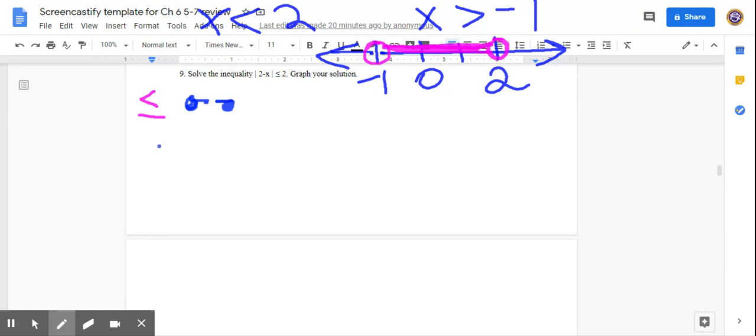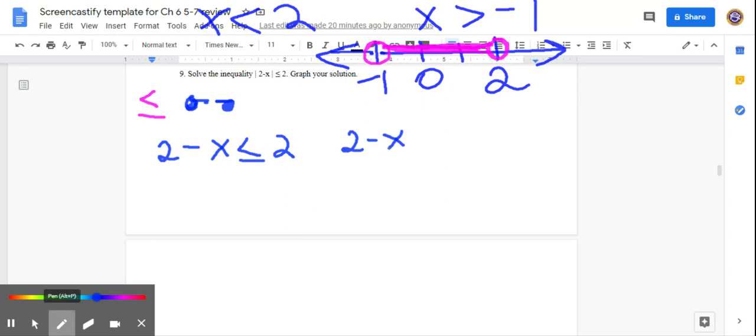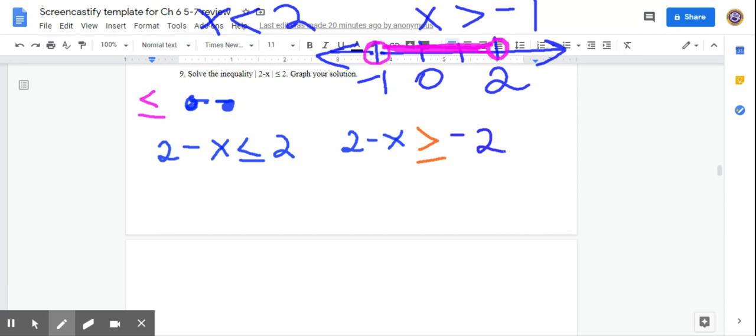All right, now we have to set up the 2 inequalities. Drop and rewrite. 2 minus x is less than or equal to 2. And drop, rewrite. Now what? Now flip. Greater than or equal to -2. Drop, flip, opposite. Okay? First one looks exactly like the one given without the absolute value. Second one, drop, flip, opposite. Now solve. Subtract 2 from both sides.